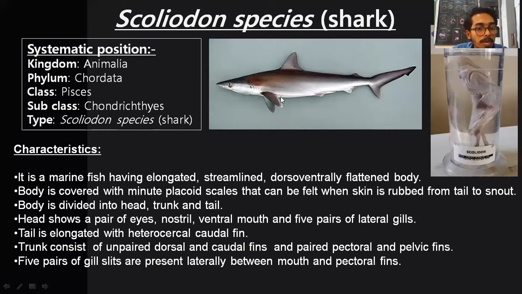Then the pectoral and pelvic fins are present, and they are going to be paired. Five pairs of gill slits are present laterally between the pectoral fin and the mouth region. So this completes the Scoliodon species characters.